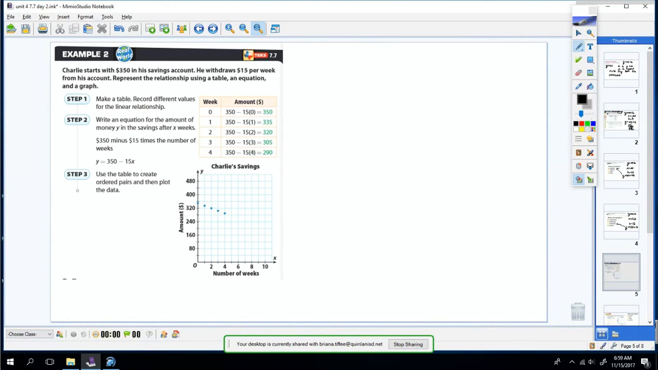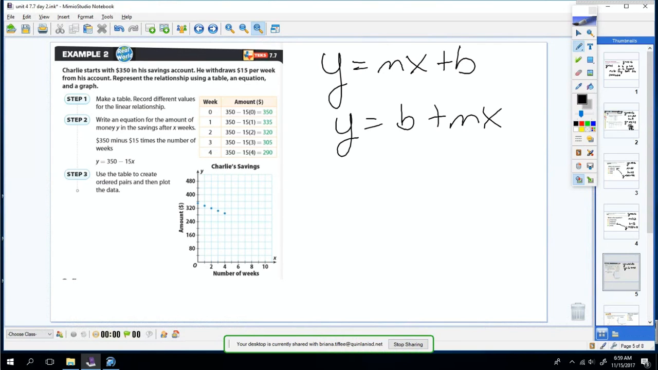Example 2. Charlie starts with $350 in his savings account. He withdraws $15 per week from his account. Represent the relationship using a table, equation, and a graph. We're following this format: y is equal to mx plus b. We can also use the format y is equal to b plus mx. These are the same thing.